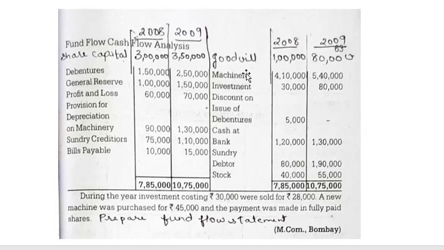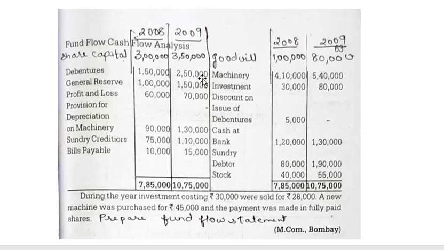So the first one is goodwill. Now goodwill value you have to check in the problem whether the value is increasing or decreasing. When the value is decreasing, it means there is a goodwill written off. When you see the amount from 1 lakh to 80,000, there is a decrease. It means there is a write off. When a goodwill is written off, it has to be entered in the adjusted profit and loss account at the debit side. The difference you have to enter, that is 1 lakh minus 80,000, 20,000, to be entered in the adjusted profit and loss account at the debit side.